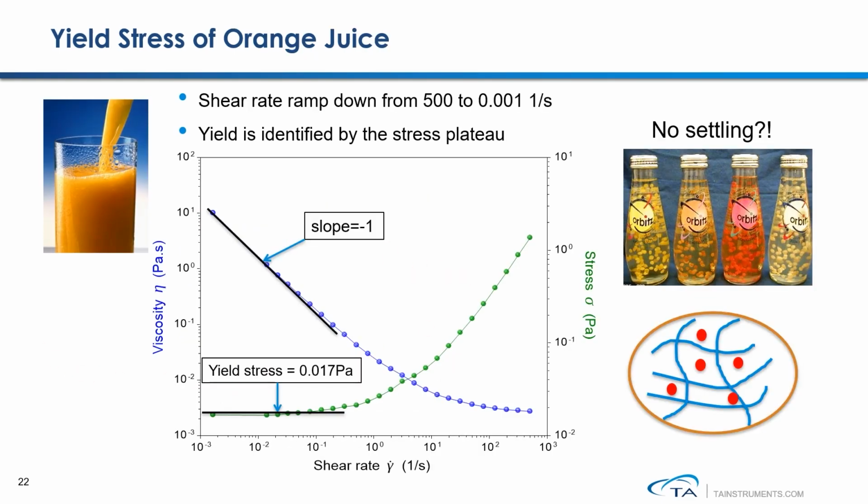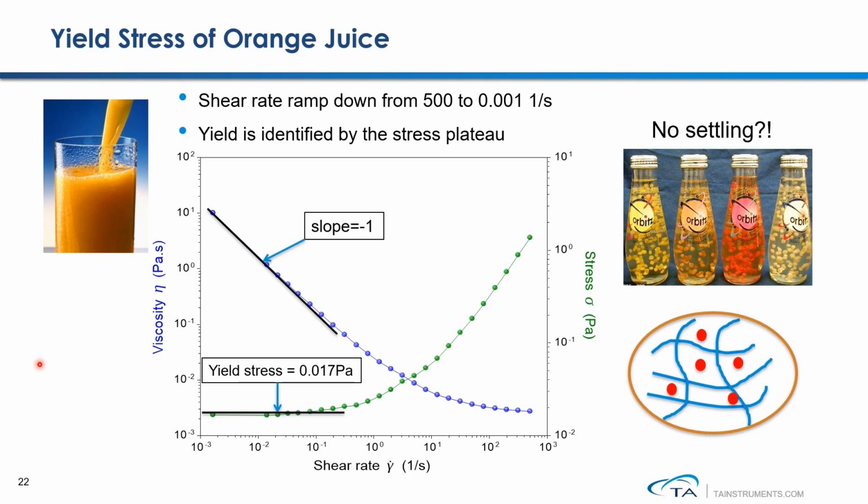The second method people use for yield stress analysis is this shear rate ramp down method. This is a very commonly used method to study the yield stress of very low viscosity liquid samples. We all know that orange juice or this kind of drinks have very low viscosities. Their viscosities are close to the viscosity of water. But low viscosity solutions can also contain a yield stress.